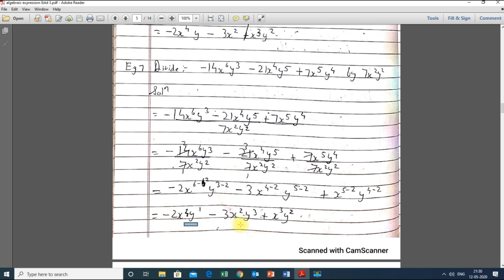So now you can see this type of sum is very easy to solve. You just keep on practicing again and again. So this is my final answer: −2x⁴y − 3x²y² + x³y². Hope you have understood this type of sum. It's very easy to solve this type of sum.